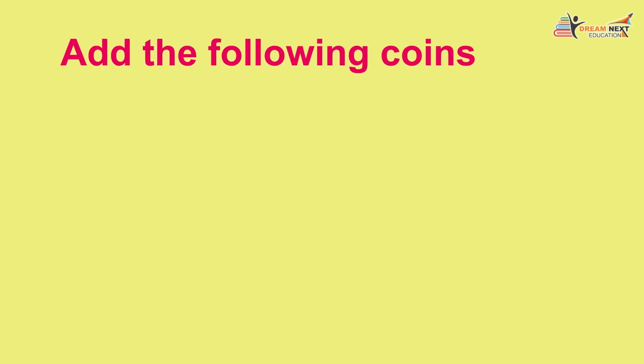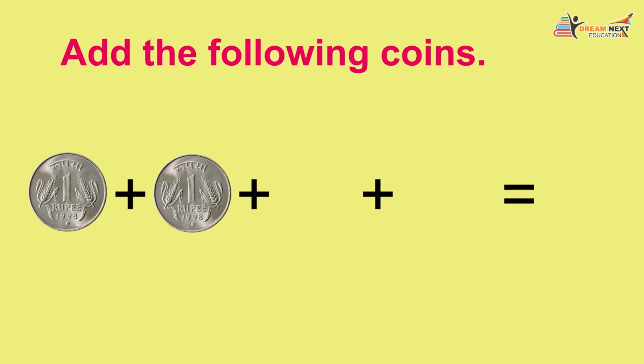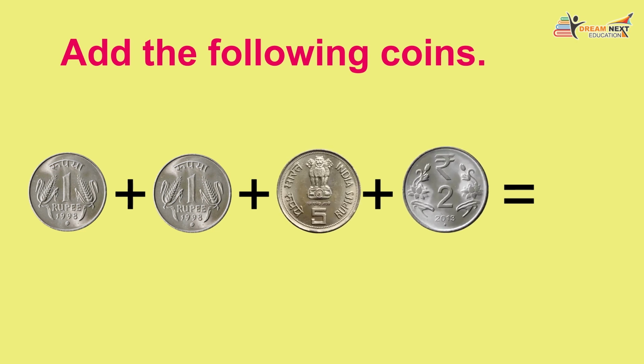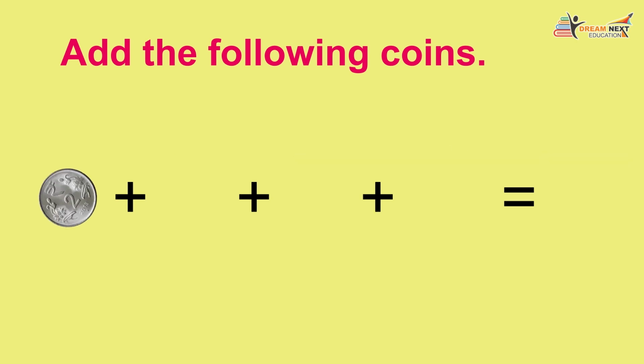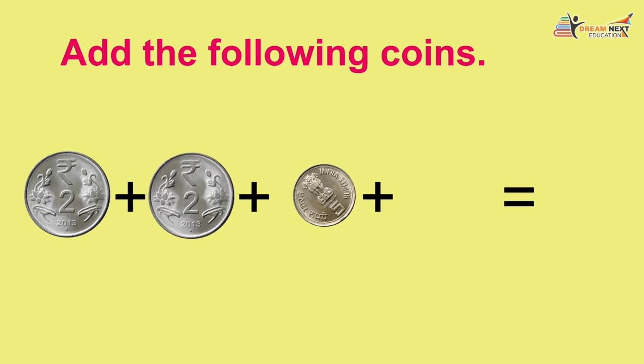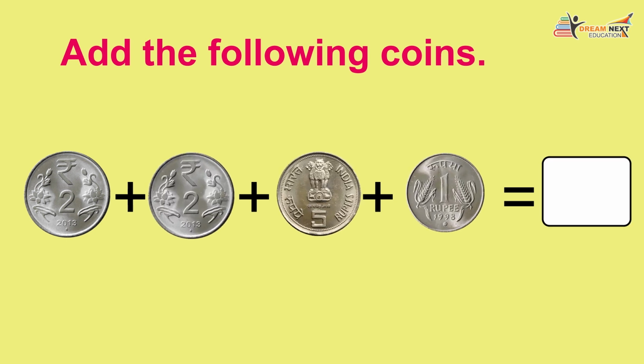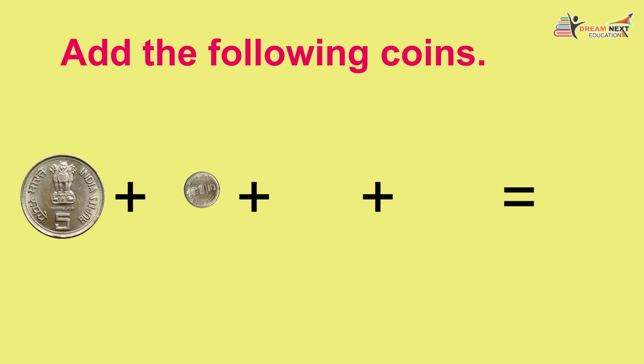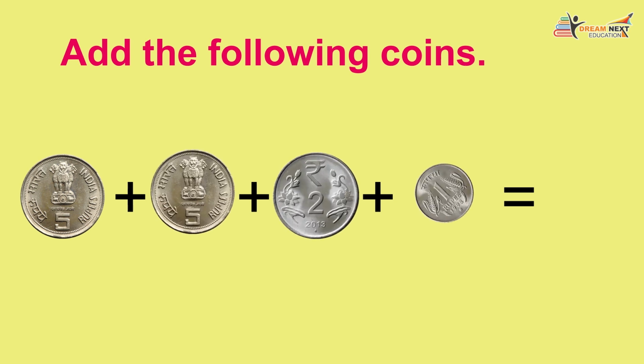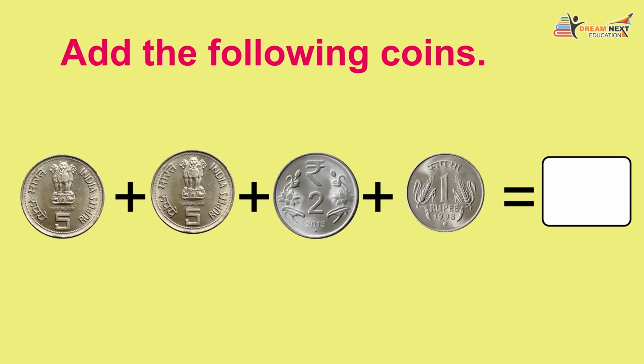Add the following coins. 1 rupee plus 1 rupee plus 5 rupee plus 2 rupee is equal to 9 rupee. 2 rupee plus 2 rupee plus 5 rupee plus 1 rupee is equal to 10 rupee. 5 rupee plus 5 rupee plus 2 rupee plus 1 rupee is equal to 13 rupee.